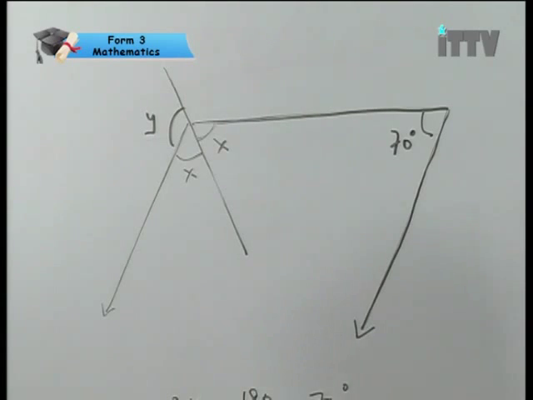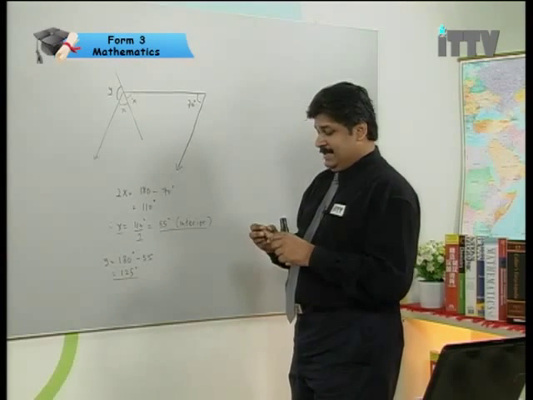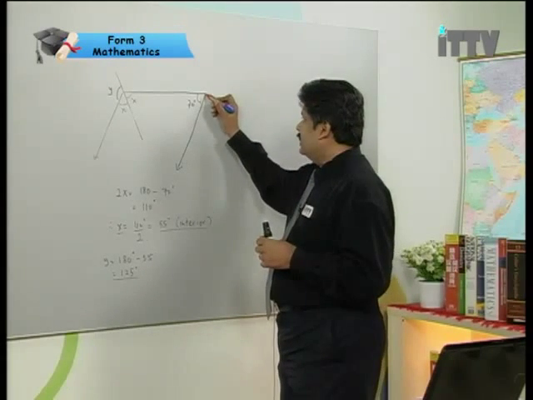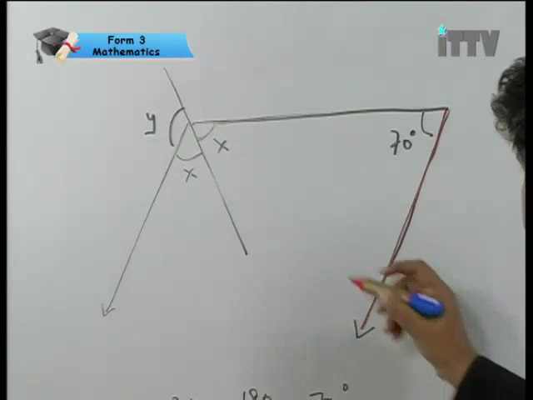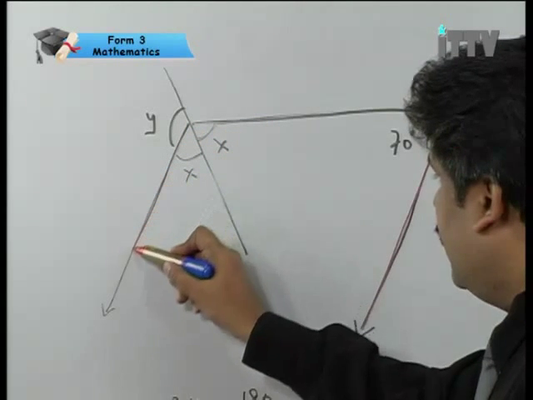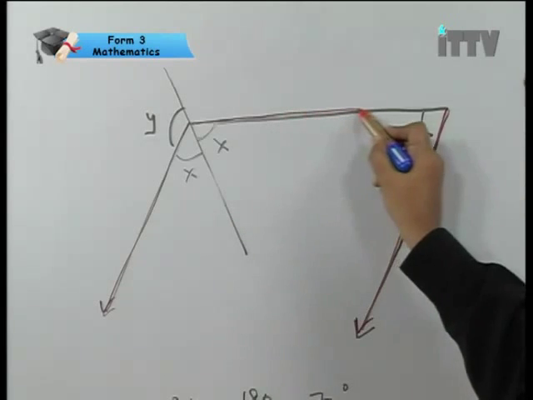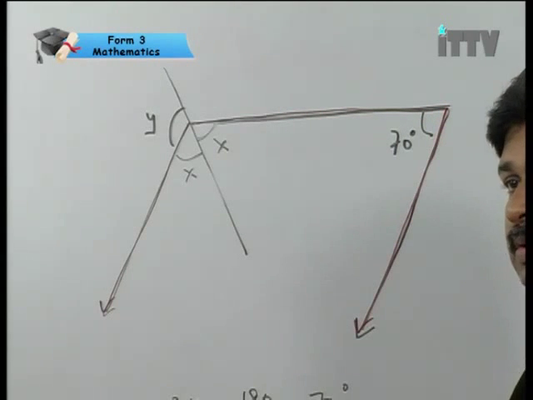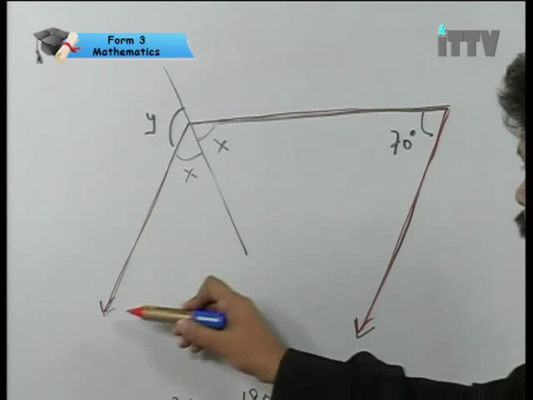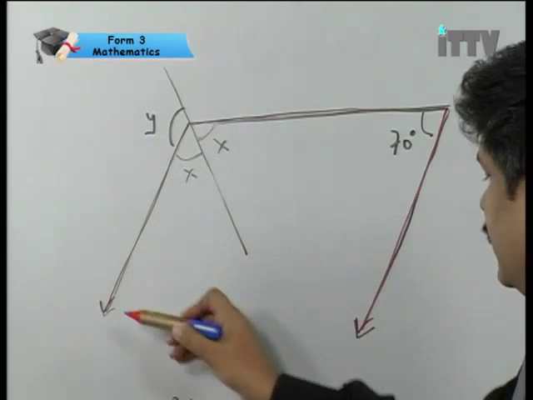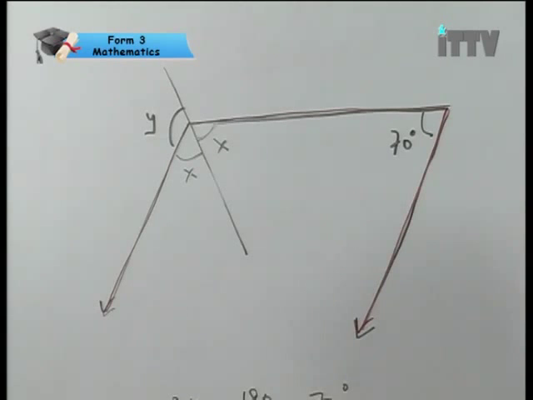If you look very closely, x is situated between two parallel lines, this parallel line and another parallel line this way. If I were to draw a transversal on those parallel lines, I can observe that this forms an interior angle.